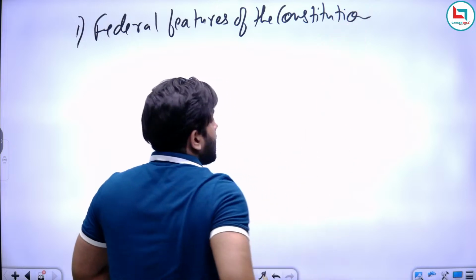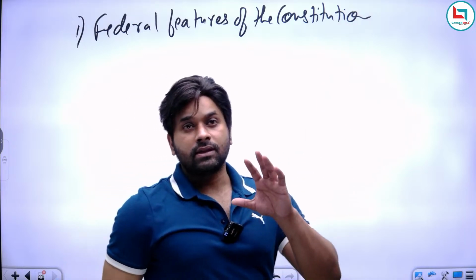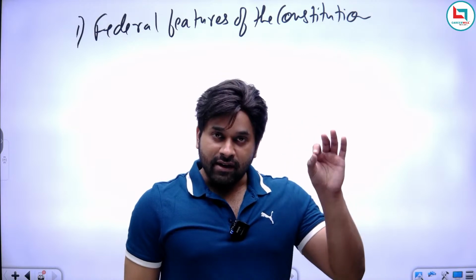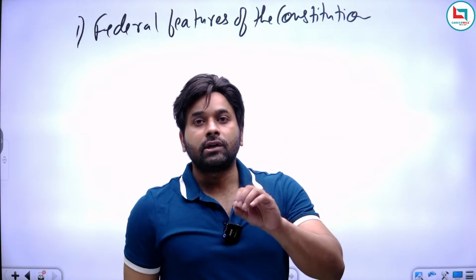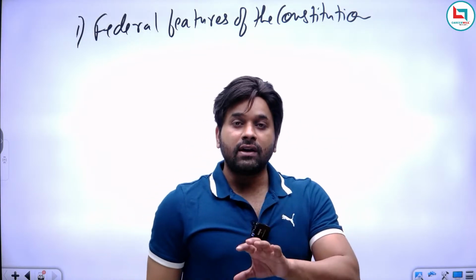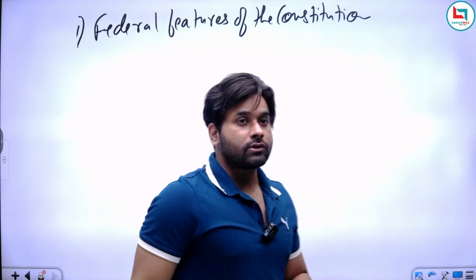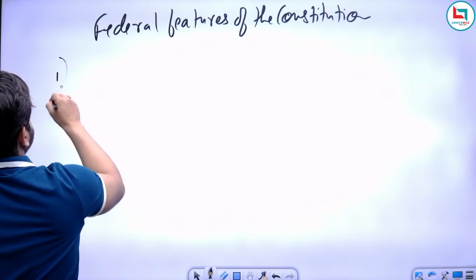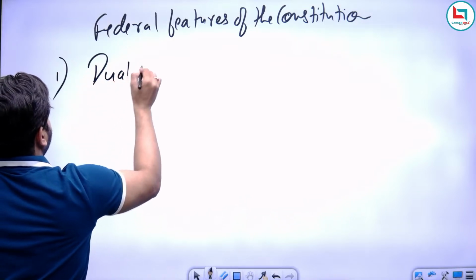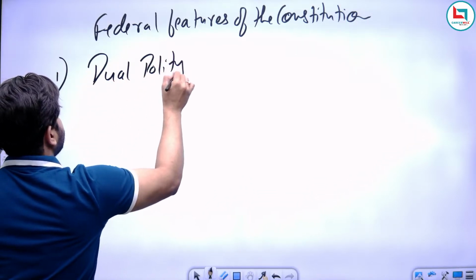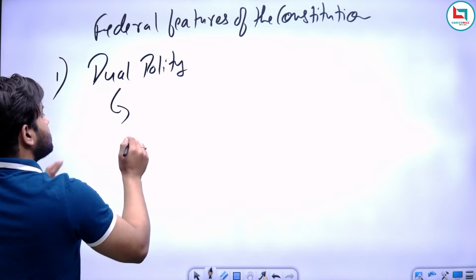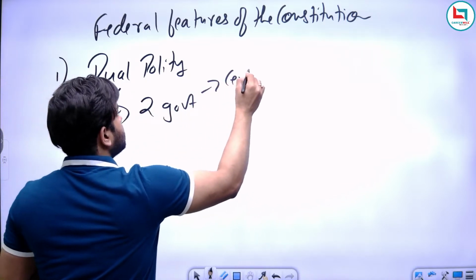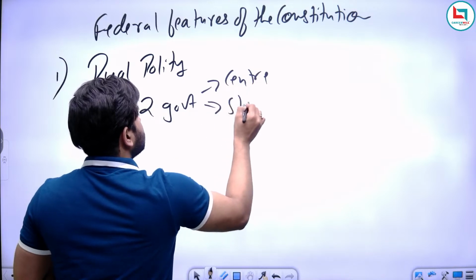Okay, I hope this is clear, that in our country we have federal features as well as unitary features. So first we are discussing the federal features of the constitution, and the first federal feature of the constitution is dual polity. Now what is dual polity? Dual polity basically means two governments. The first government is the center and the second government is the state.